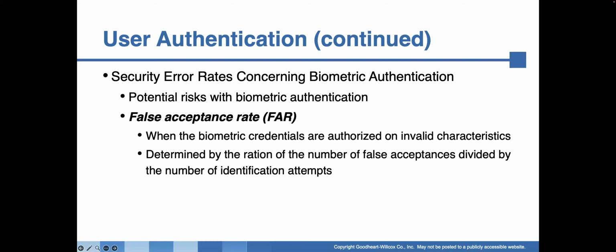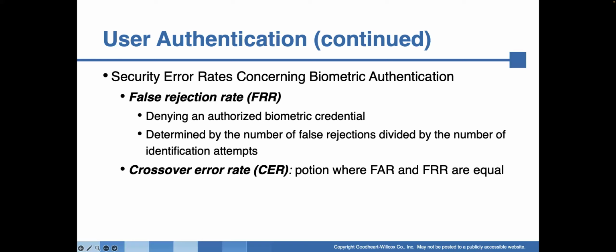Security error rates concerning biometrics authentication. Even though biometrics is considered to be secure, it still has some potential risk when it comes to authentication. There is what is called the false acceptance rate. False acceptance rate is when biometric credentials are authorized on invalid characteristics, meaning that the biometric system allows someone who is unauthorized based on his or her unauthorized credentials. That's false acceptance. This is determined by the ratio of the number of false acceptances divided by the number of identification attempts.